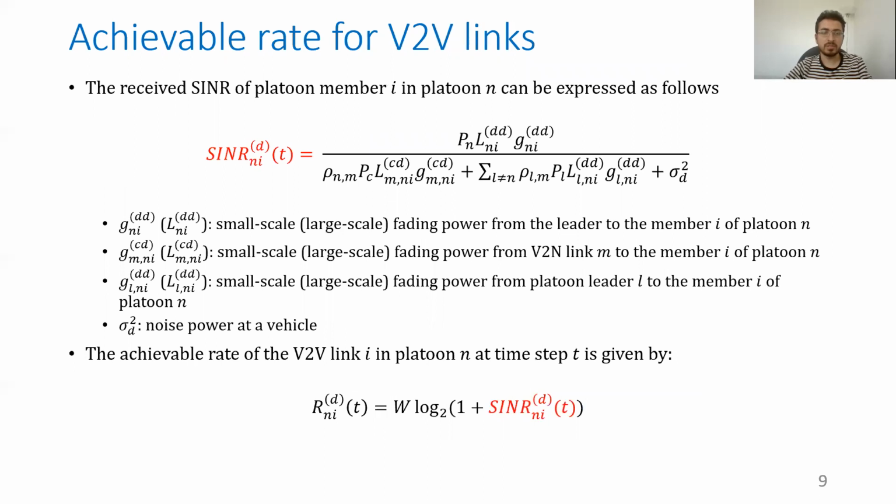Moving on to the achievable rate for V2V links. For the V2V links, there would be two sources of interference. Firstly, there would be interference from the V2N users. And secondly, the interference would be from the other platoon users that are using the same subband. And so as before, we can use the SINR formula to write down the rate using the Shannon capacity formula.